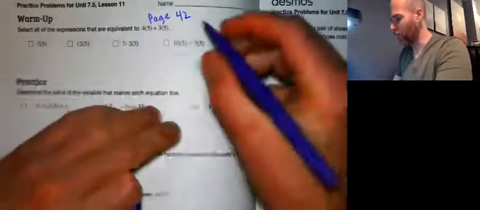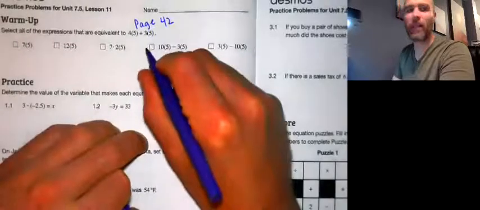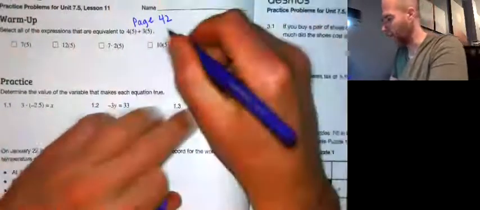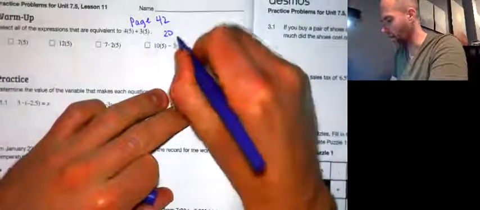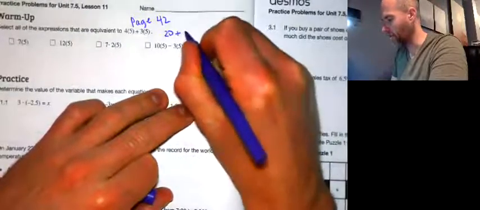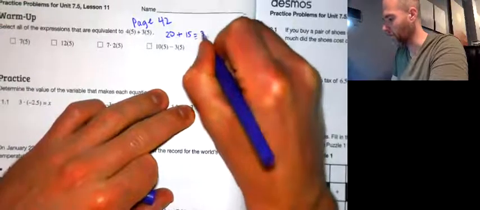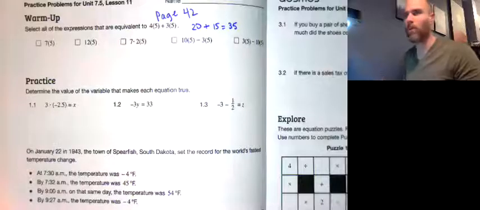So here you got to remember your PEMDAS or your GEMDAS, right? Let's do the multiplications first, and then we'll add last. So 4 times 5 is 20, and 3 times 5 is 15. So this equals 35. So let's just look at the rest of these and see which ones equal 35.